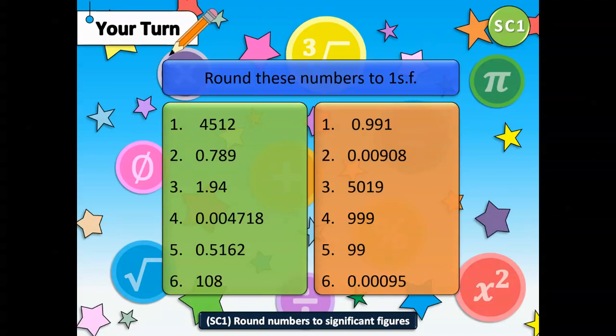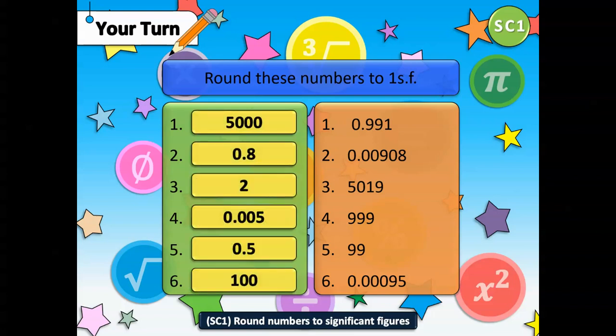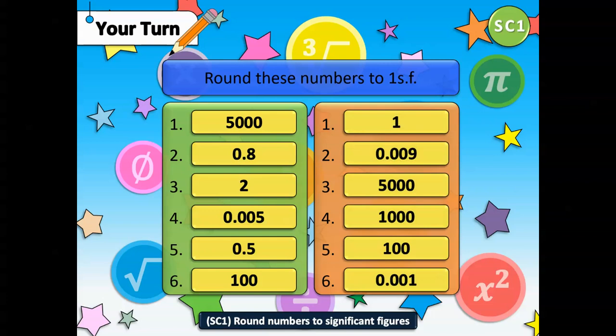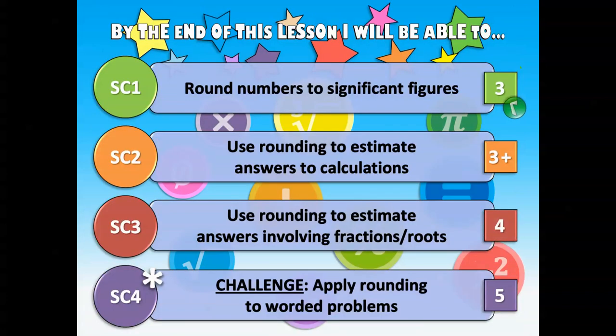Here are some questions for you to try. Pause the video, and when you're ready to mark your work, press play. Here are your answers. So there's your green answers, and there's your amber answers. And now we've completed success criteria 1.